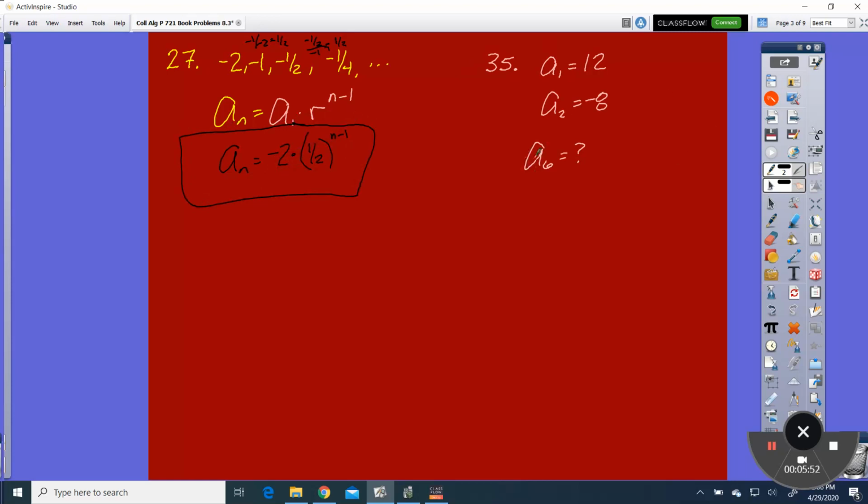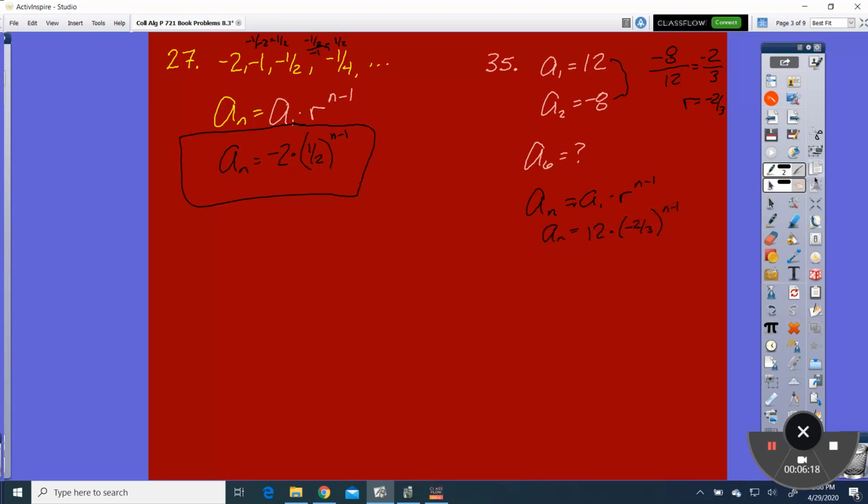35, though, it does want you to find the sixth term. So let's again find our formula. So the second term divided by the first term, each of those are divisible by 4. That makes negative 2/3. So that's my common ratio. So a1 is 12. My common ratio is negative 2/3. n minus 1 is my general formula.